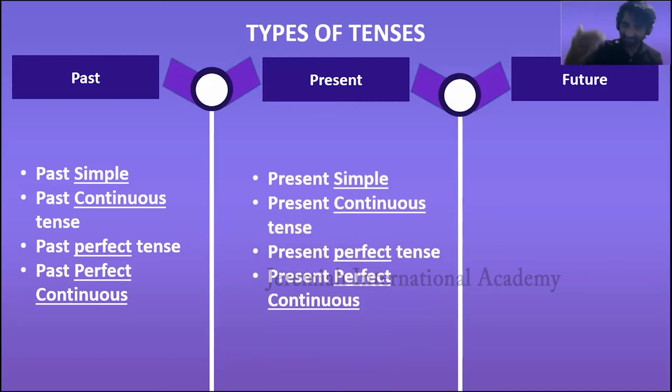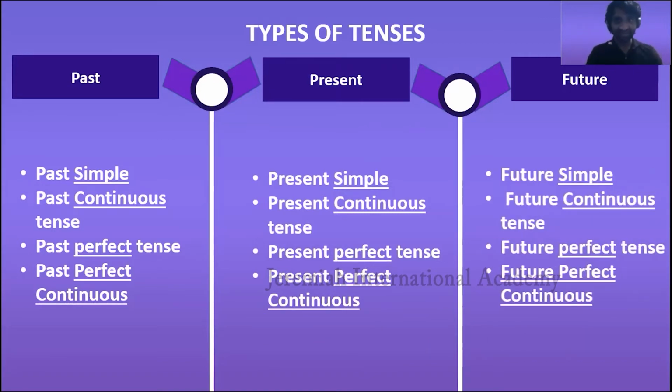Then similarly, present simple, that is simple present. There may be differences in some videos and some materials. Present simple, present continuous tense, then comes present perfect tense, then comes present perfect continuous, and finally there comes future simple, future continuous tense, future perfect tense, and finally future perfect continuous.